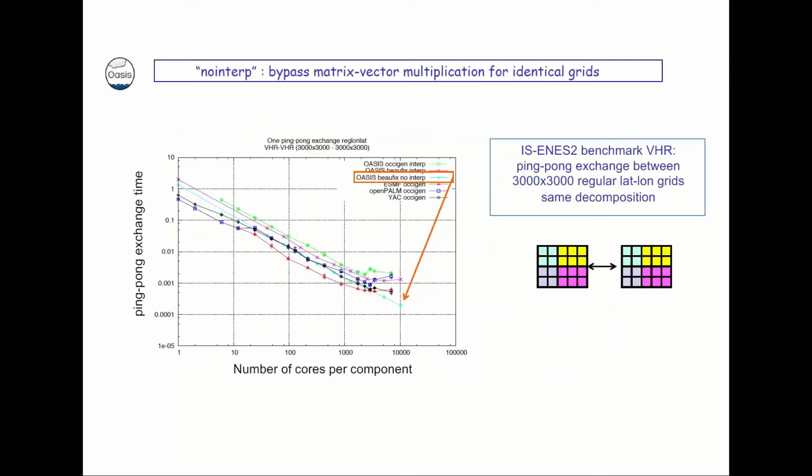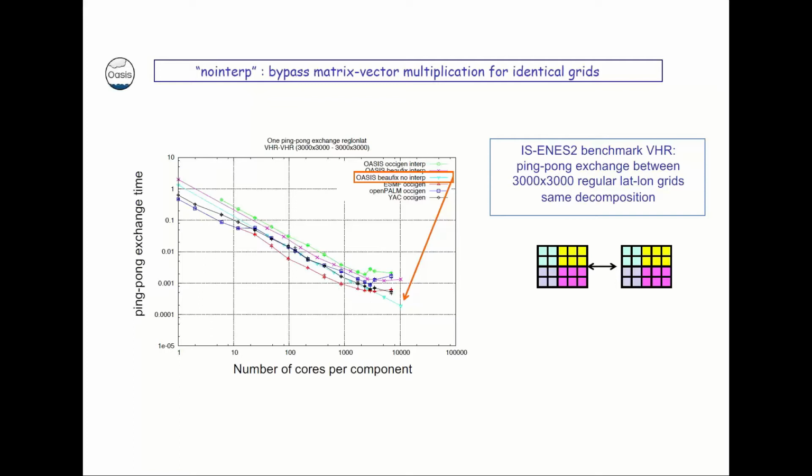So this is a slide on the no interp option, and this has a strong impact on the tests we did with the IS-ENES benchmarks, whose results were presented at the previous workshop. You see here in green the results before for OASIS3-MCT. This benchmark is based on a test where we couple two toy models which have the same grid and the same decomposition, which means that the regridding basically does not do anything.